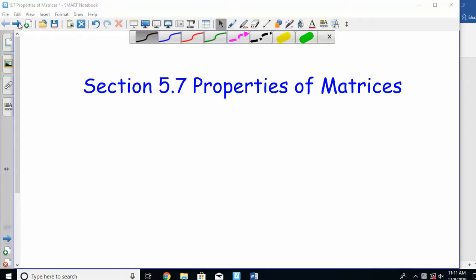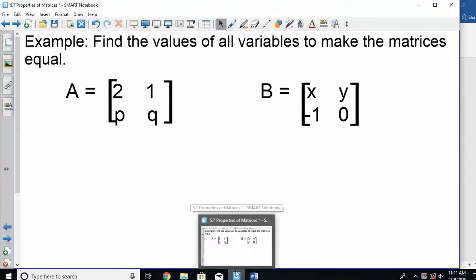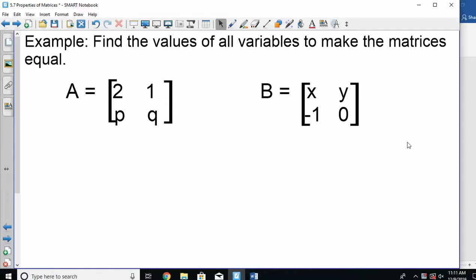Multiplication with matrices. If I just asked you this question, we're going to start out with something pretty basic. In order for matrices to be equal, all of their components have to be the same. So every row and every column is identical.